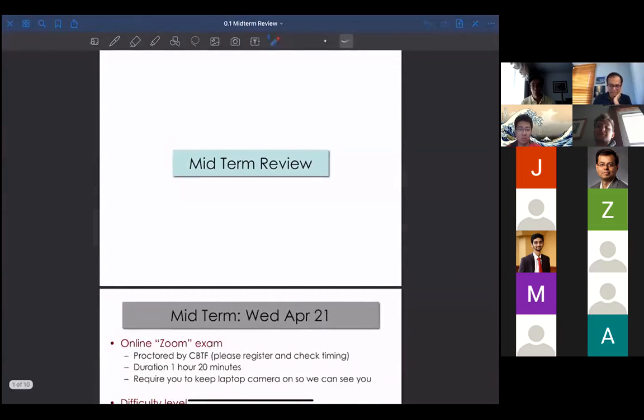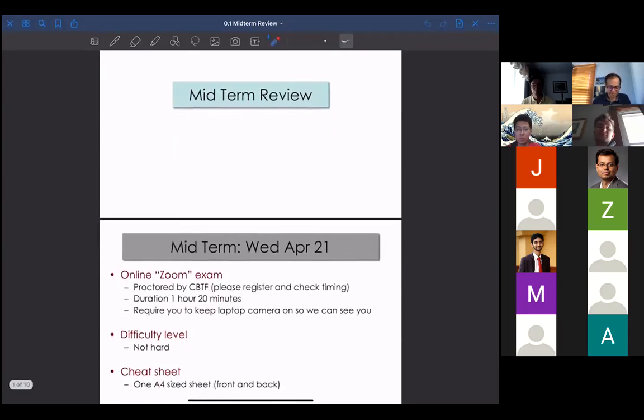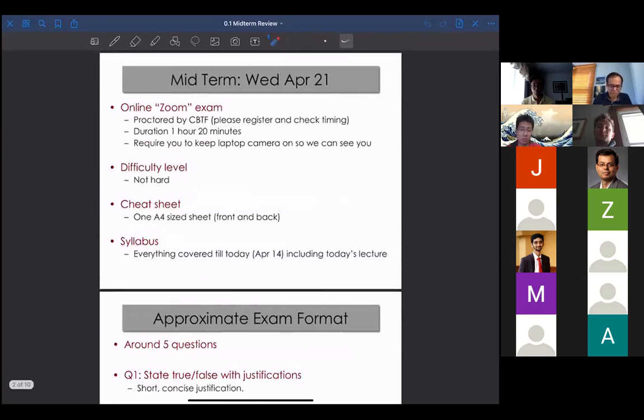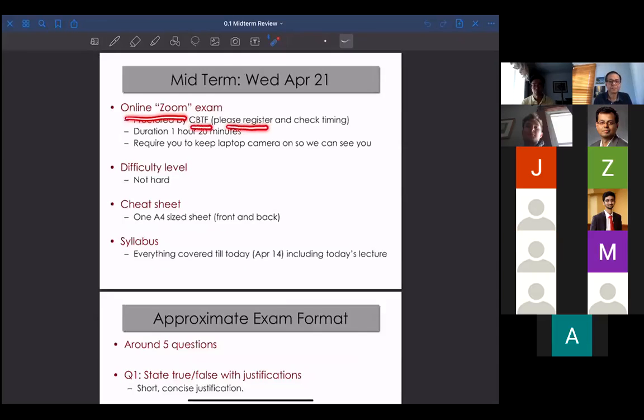And let's quickly go through this part, okay? Next 15, 20 minutes. Okay, not much to be said. Wednesday, April 21st, online on Zoom. Please register with CBTF. CBTF needs to know who all are going to take the exam and how many people and so forth. And also check timing. I believe it's in the evening. So check the timing.